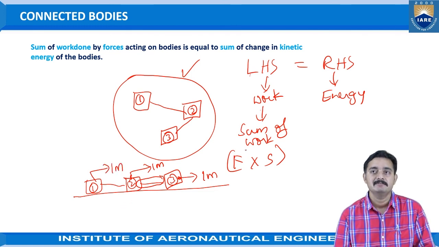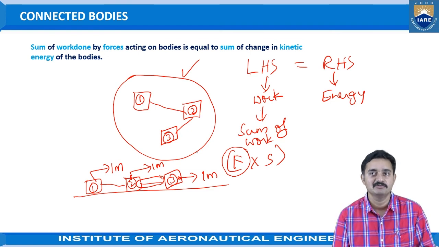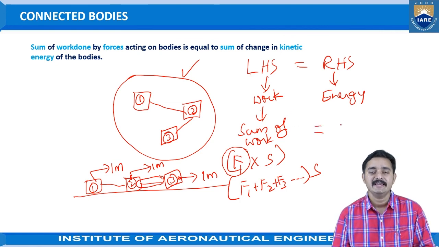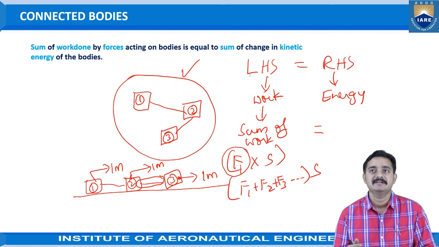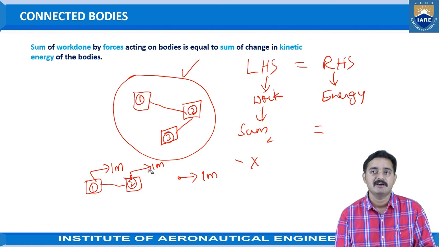That's the reason we will consider the forces involved in the system for the objects to move in a particular direction, and the distance to which they are moving combinedly. So we will consider F1 plus F2 plus F3 and so on, multiplied by the same distance which the object is moving. This is equal to the change in kinetic energy, so initial kinetic energy and final kinetic energy will be considered, and this will be taken as the summation for obtaining the values.